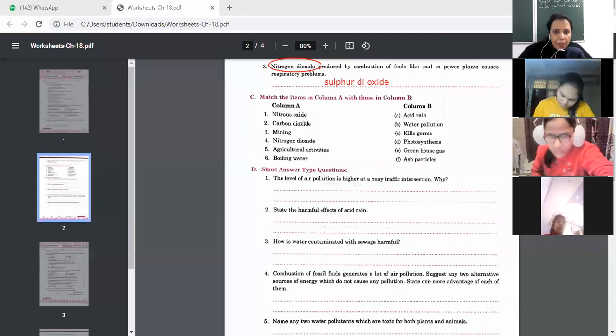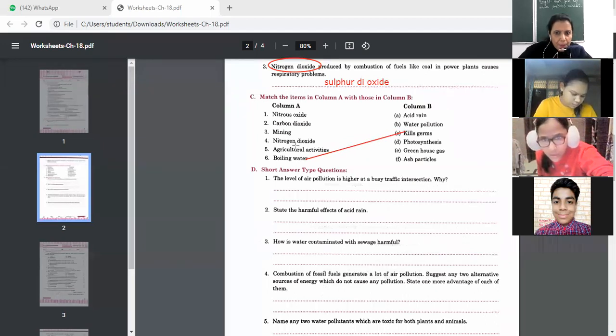Match the following. See which can be done. Let's start with the last one. Boiling point, boiling water. With whom can you match? Kill germs. Kill germs. Okay. Tell me others which you are able to do. Ma'am, agriculture activity, water pollution. Agriculture activities, water pollution. Okay. Others? Carbon dioxide, photosynthesis. Carbon dioxide. Yes. Mineral gas particles.